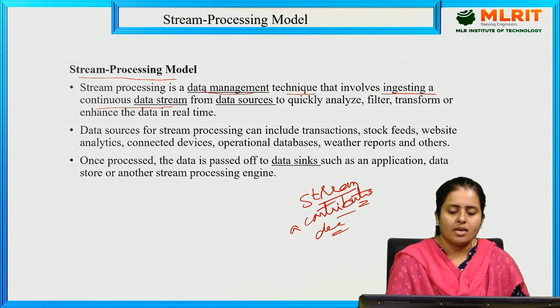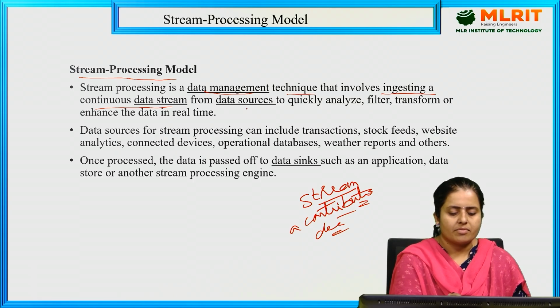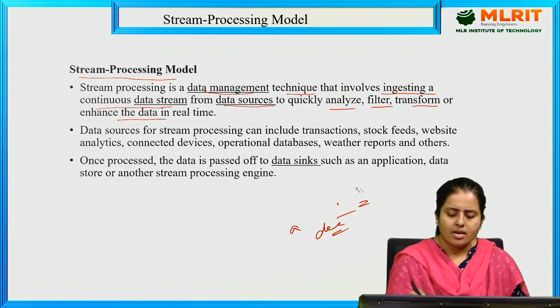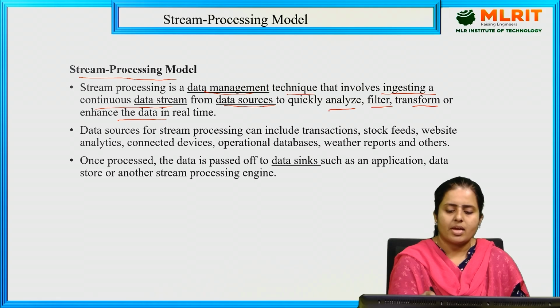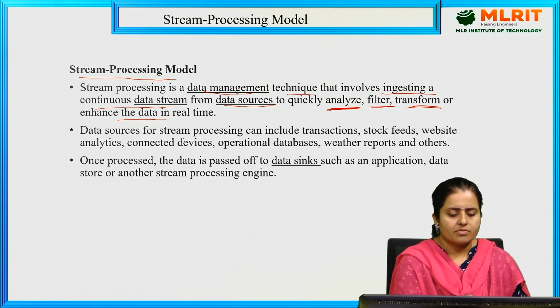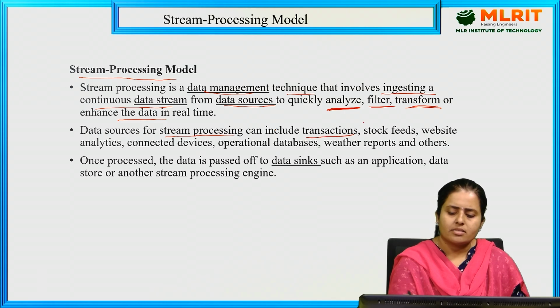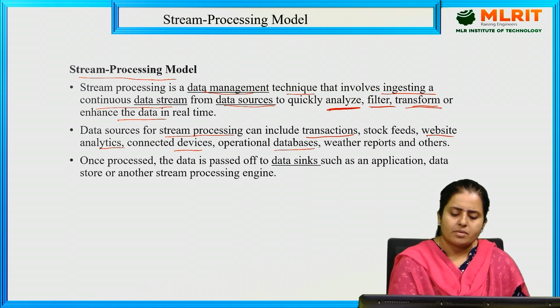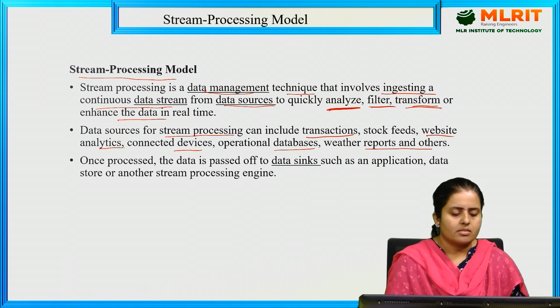So we can say that it is a technique of ingesting a continuous data stream from a data source to quickly analyze, filter, transform and enhance the data in real time. So in real time we are going to deal with the data in a continuous form. After getting the data, we have to do analysis, then filter and apply transformation functions to enhance the data in real time. Data sources for stream processing can include transactions, stock feeds, website analytics, connected devices, operational databases and weather reports and others.